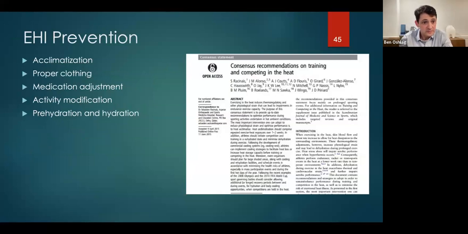they collapse. And so prevention, sort of the opposite of the risk factors: acclimatize, wear the proper clothing. You may need to adjust medications, activity modifications, so taking breaks, doing some sets in air-conditioned facilities, things like that, prehydration and hydration.